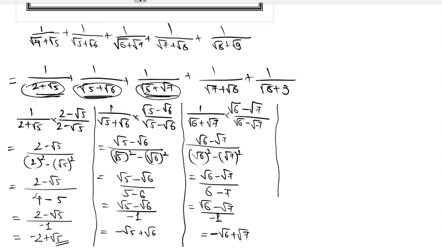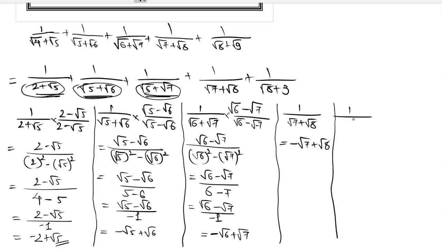Similarly, for the fourth fraction, 1 upon root 7 plus root 8, now I don't have to do rationalization. I can directly follow the pattern and write minus root 7 plus root 8. And for the fifth fraction, 1 upon root 8 plus 3, I can directly write it as minus root 8 plus 3. So these are all the simplified versions of the first, second, third, fourth, and fifth fractions.